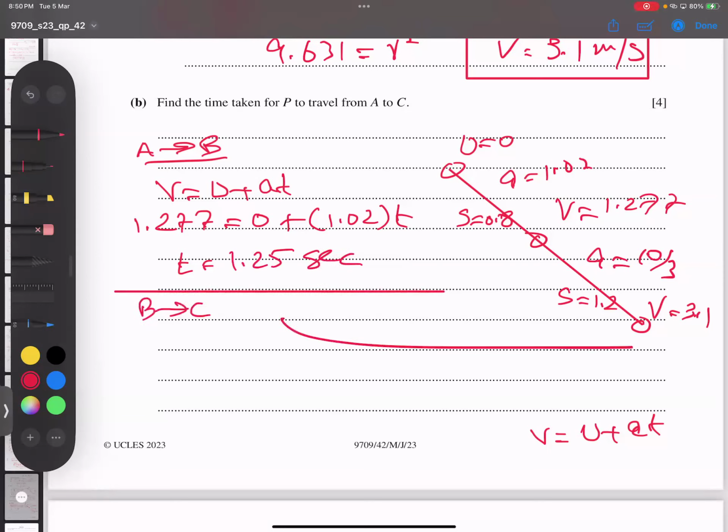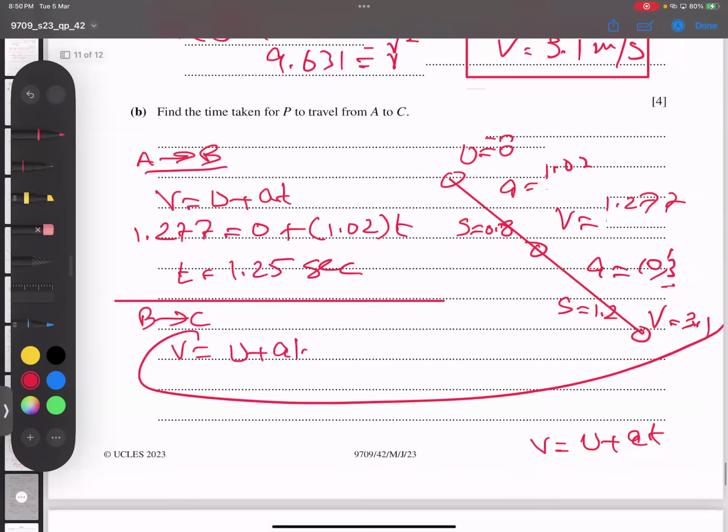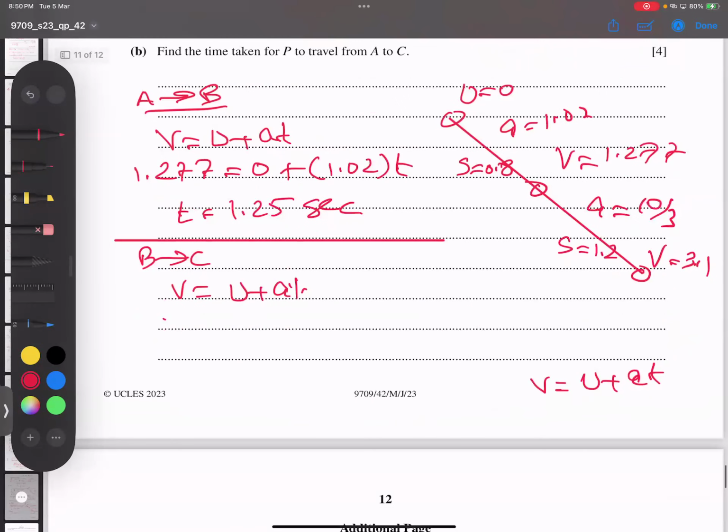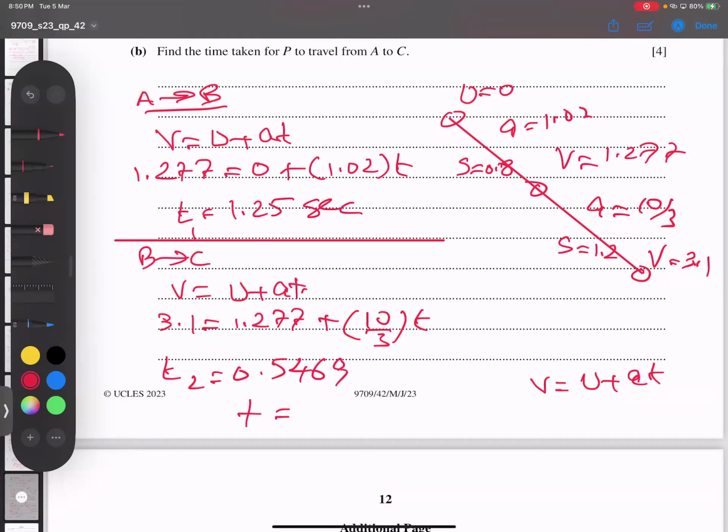Now I talk about B to C. I will use the same formula. The last velocity is 3.1, so I'm writing 3.1 here. U is 1.277. Acceleration is 10/3 and T is my target. So let me find directly 3.1 minus 1.277, and then divide by 10 divided by 3. My answer coming from here is T2, and this is T1. T2 is 0.5469. So total time becomes, if I add 1.25, the answer is 1.8 seconds.